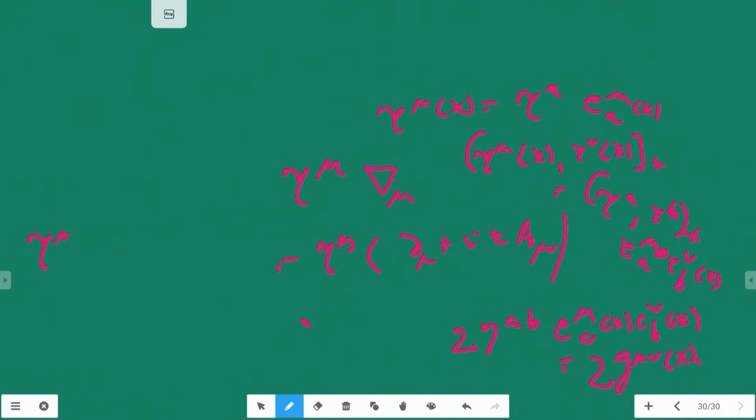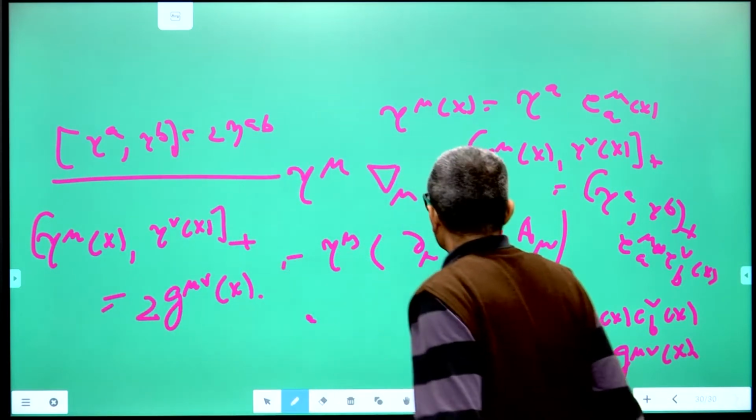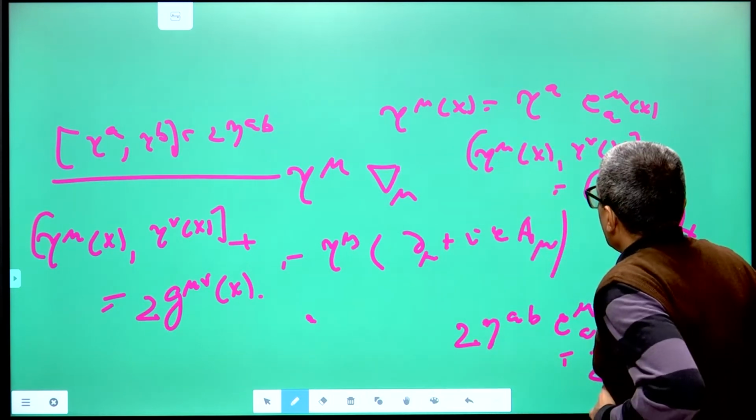That means when you use local Dirac gamma matrices defined by a local inertial frame, they satisfy the anti-commutation relation gamma mu x, gamma nu x plus, which is nothing but 2 g mu nu x. Whereas when you use constant Dirac matrices gamma a, gamma b, this becomes twice the Minkowski metric. So this is the relationship between the two situations.